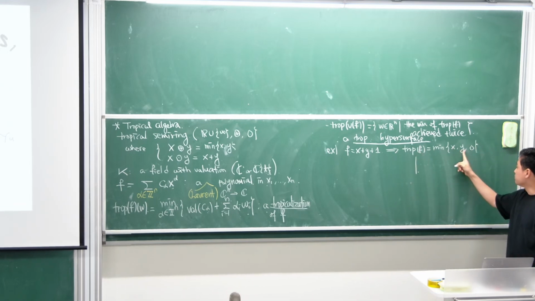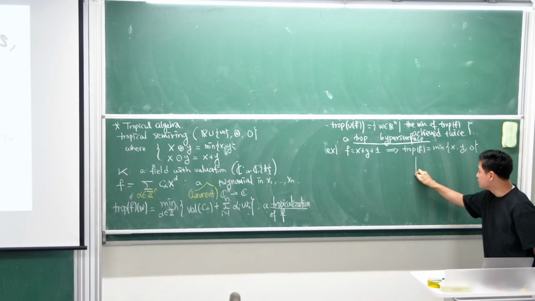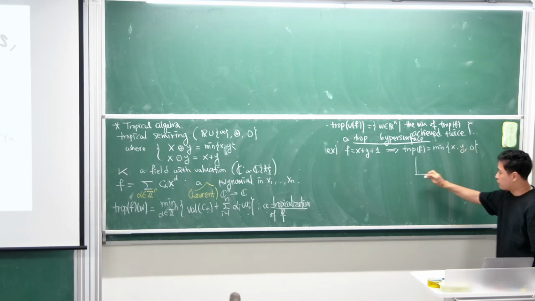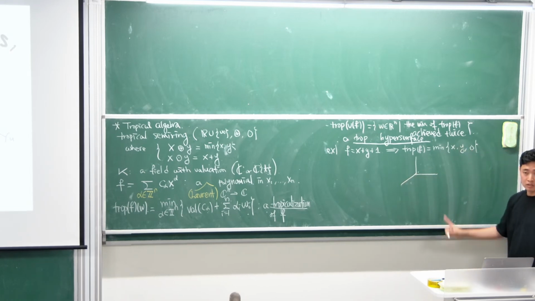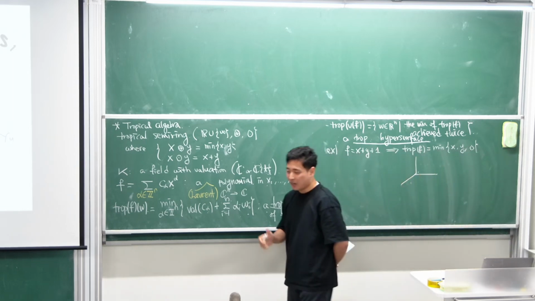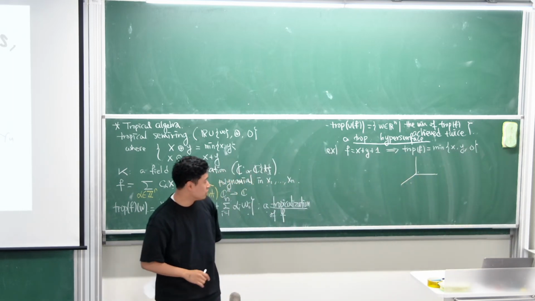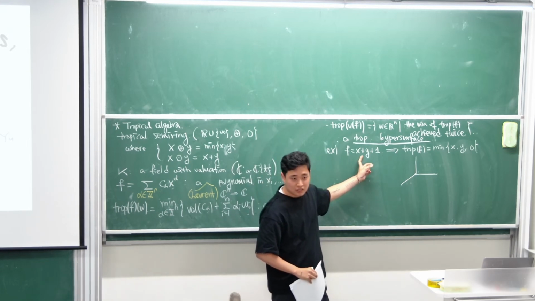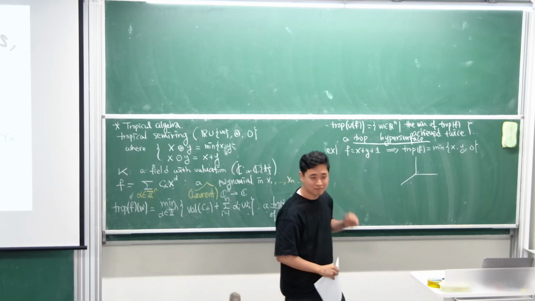If you attain the minimum here and here, then you got x. If you attain the minimum twice here, it means that it should be less than 0, therefore you got to go. This is the graph of the tropical hypersurface given by this polynomial. Of course, I just drew the simple example here, and please try with the cubic polynomial, and then you'll realize that this is really hard to draw.